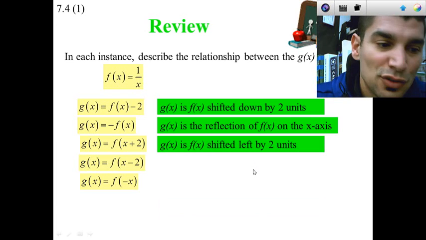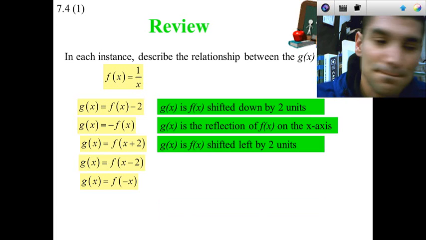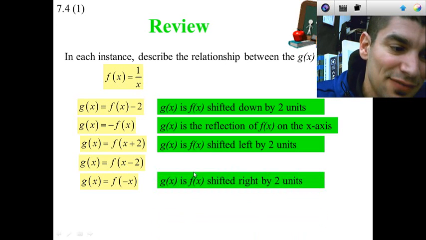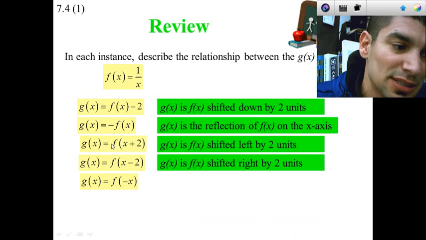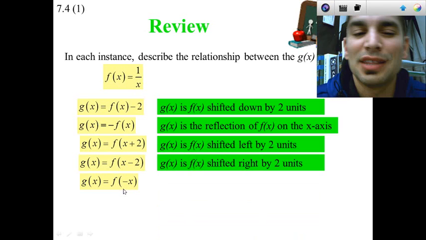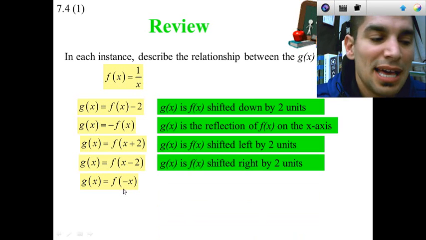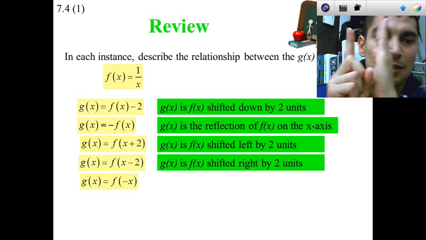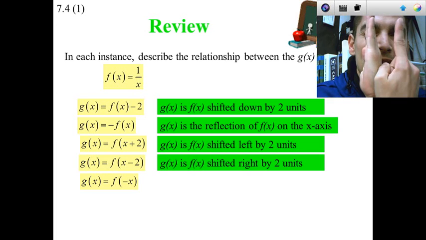And then if the negative is on the inside of the graph, where the x was positive, let's say it's at +1, it's going to now be -1. Where it was -1, it becomes a +1. It flips about the y-axis. g of x is the reflection of f of x on the y-axis. I'm hoping that it makes sense.